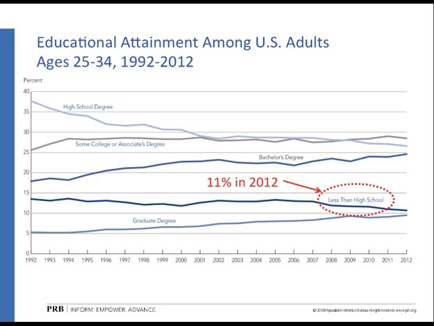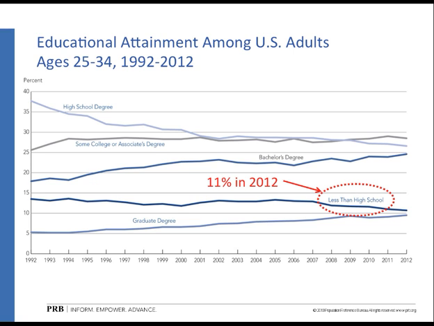We've grouped these young adults into categories to show those who did not complete high school, those that completed high school, some college or an associate's degree, a bachelor's degree, or a graduate degree, which includes those who have completed a master's degree, a JD or professional degree, or a PhD. We can see some slight changes in the overall pattern over the past couple of decades, but I really want to draw your attention to the percentage of the population that did not complete high school.